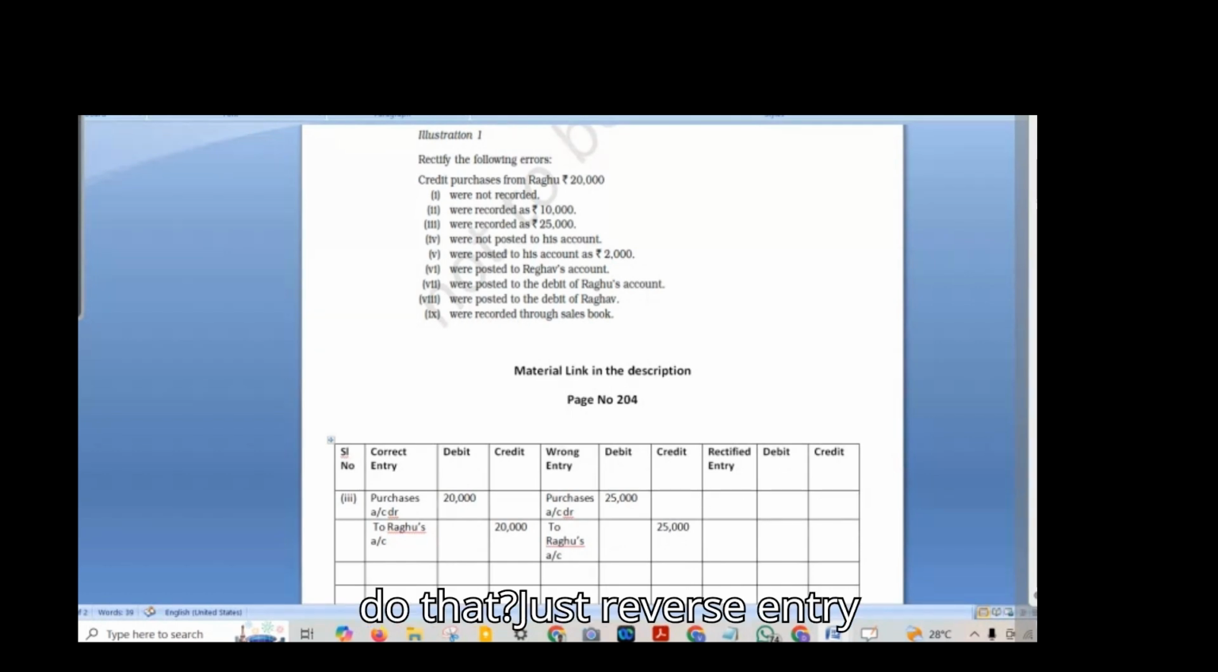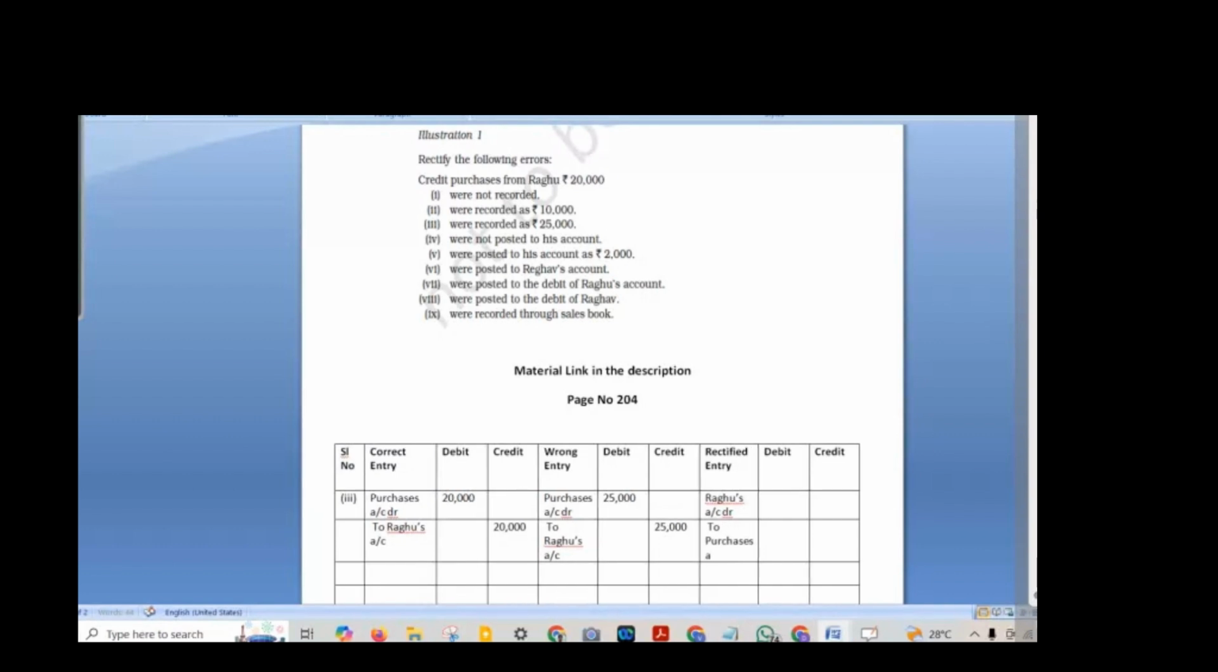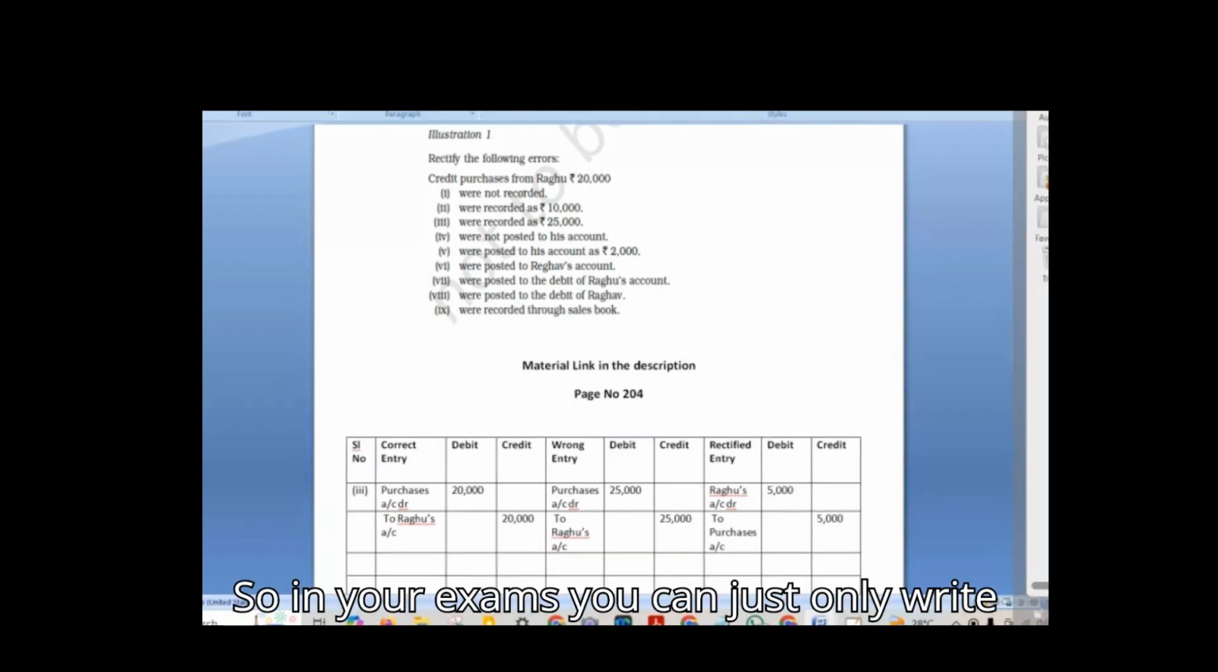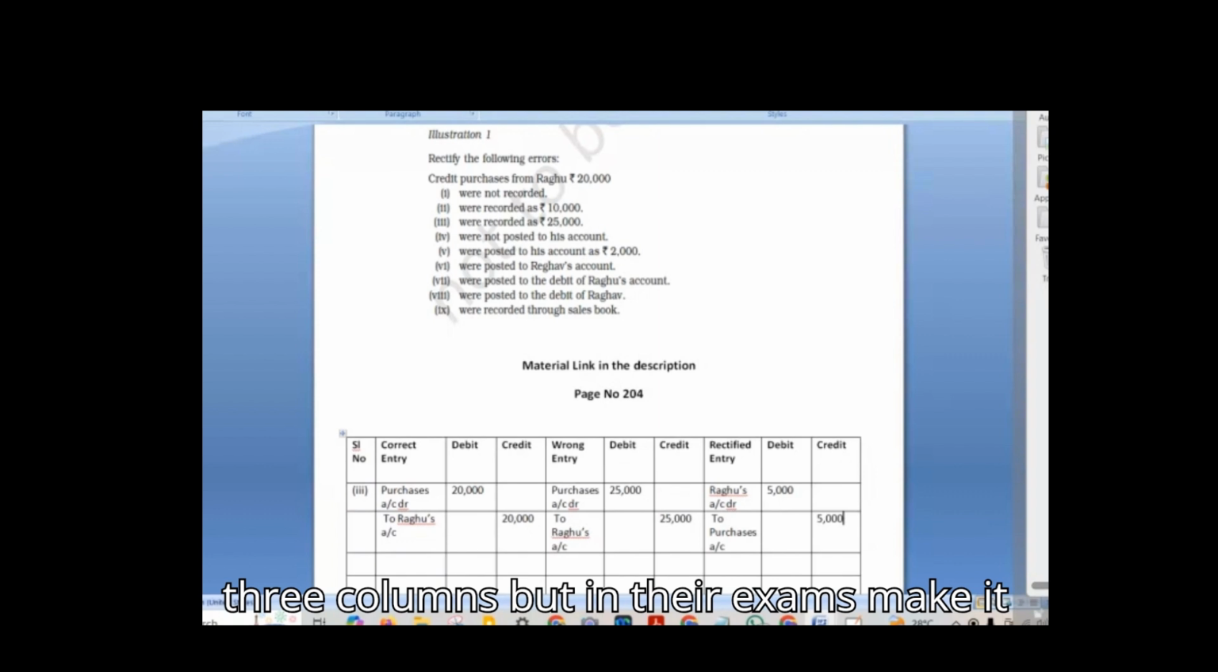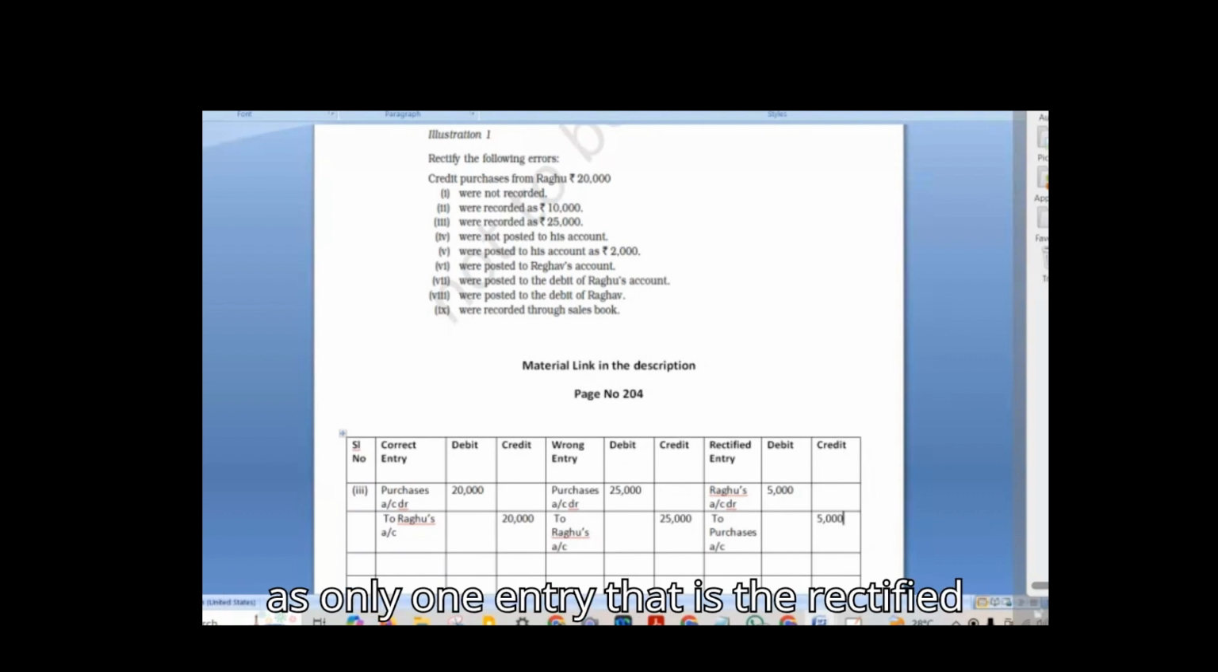Just reverse the entry: Raghu's account debit to purchases account. The amount will be 5,000. So in your exams, you can write only the rectified entry. For your understanding, I am showing it in 3 columns, but in your exams, make it only 1 entry, that is the rectified entry.